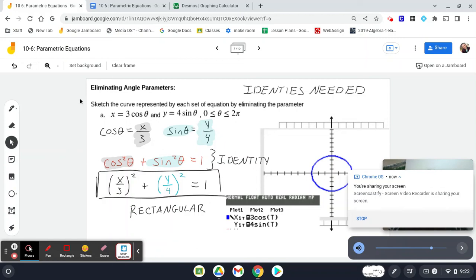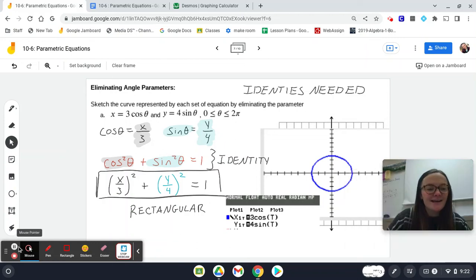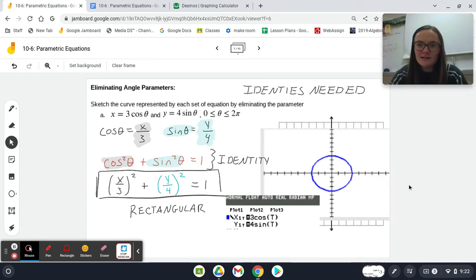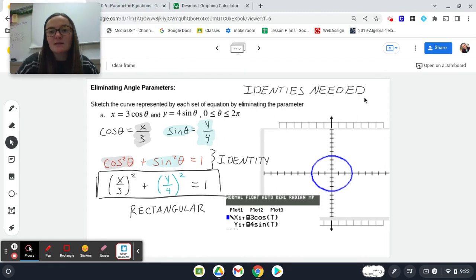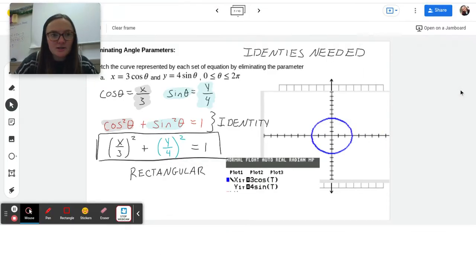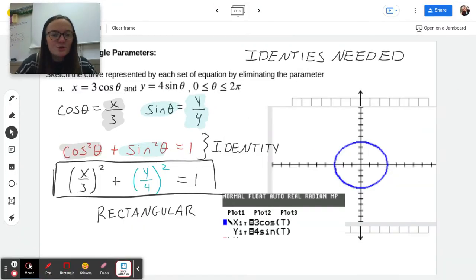Hey guys, so we're going to go over the rest of 10.6 parametric equations. What we left off on last time was an idea of eliminating the parameter using trig identities, which you don't necessarily have to do, but it does make the problem a lot easier. You don't need to use inverse trig if you just know your identities. Specifically, the identity we're going to need to know is cosine squared plus sine squared is equal to 1. So that's what we came up with last time.